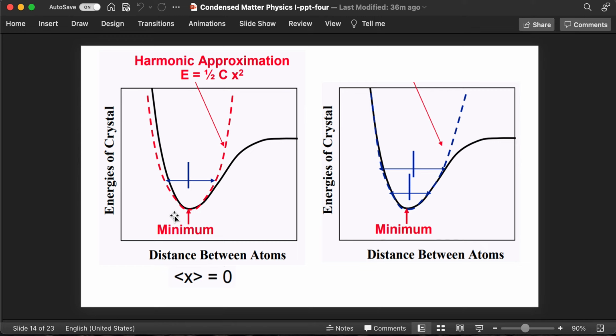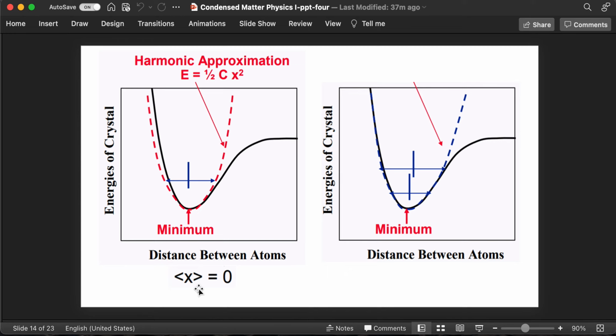Now, in the harmonic approximation, you basically assume that this asymmetric potential is a parabola, shown by the dotted line. In the parabola, the average distance between the atoms is basically zero. Whether you are in the minimum state or an excited state, the atoms vibrate in such a manner that the average distance between them doesn't change, whether you are in the lowest energy state or in the highest energy state. That means the ensemble average of the distance between the atoms is constant, basically zero, and you don't have any kind of thermal expansion.